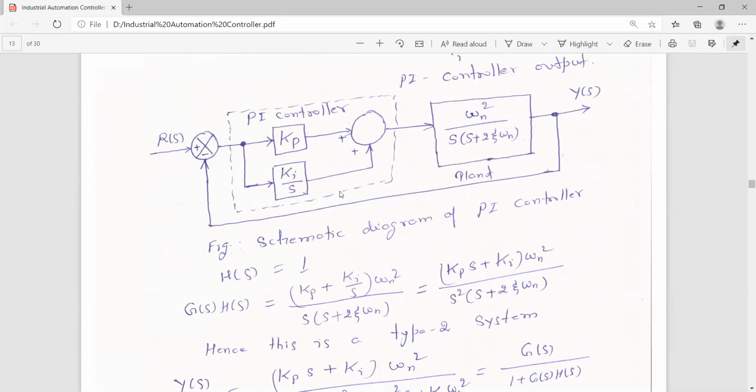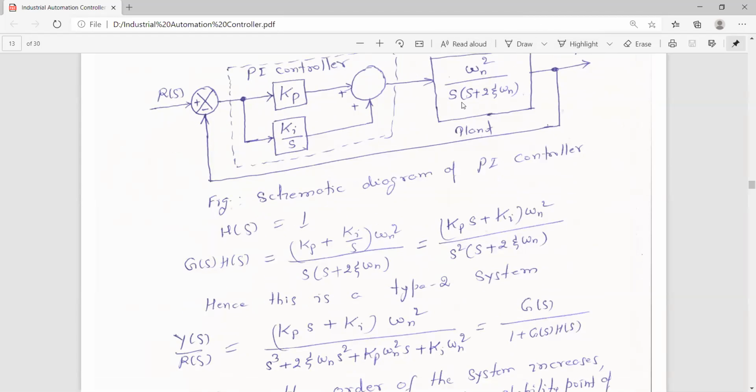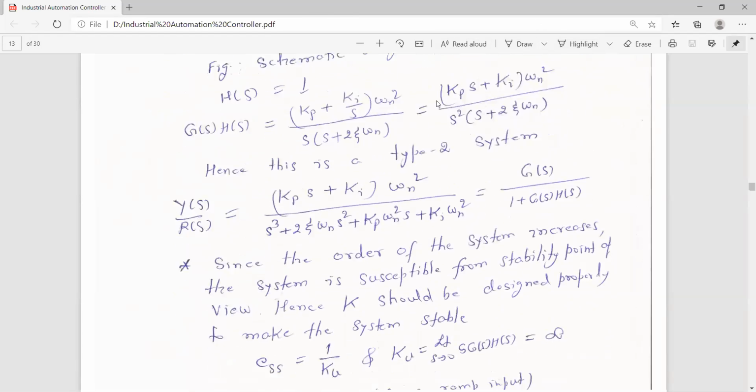Because unity feedback is used here, if you are going to obtain the loop transfer function G(s)H(s), H(s) is 1 and the combined part is considered as G(s). This is simplified because these two are added: Kp plus Ki by s, into omega n square divided by s into s plus twice zeta omega n. You can simplify it and then obtain the final Y(s) by R(s). That is simply G(s) divided by 1 plus G(s)H(s). G(s)H(s) is known to you, you can simplify it, and then it comes out like this.